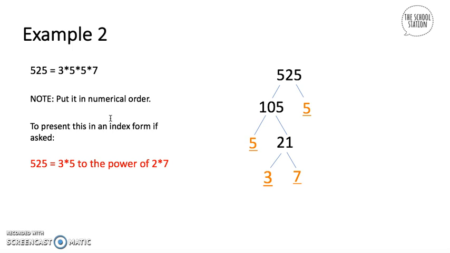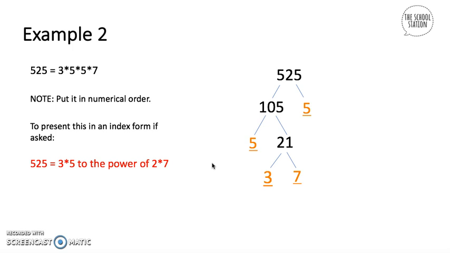And then as you guys can see in this example, 5 is repeated twice. So you put 525 equals 3 times 5 to the power of 2. Obviously, you don't have to write all this over here. You just put a little 2 next to the 5 and then times 7. So you're going to have 3 times 5 to the power of 2 times 7. So that's basically going to be your answer, and you would have completed this question.